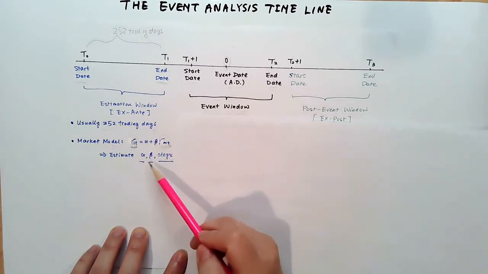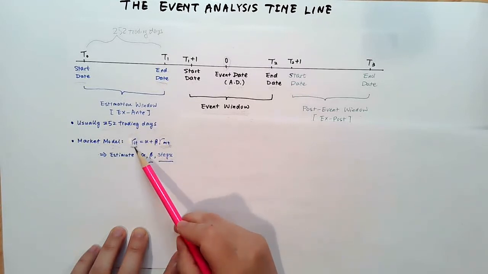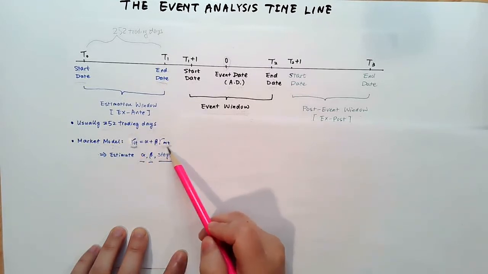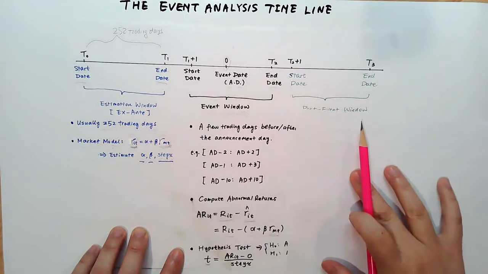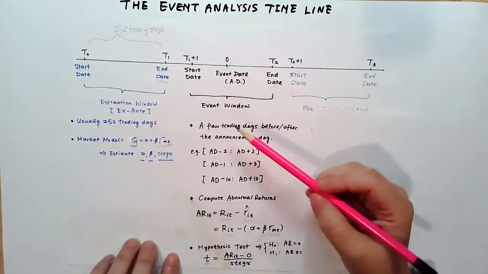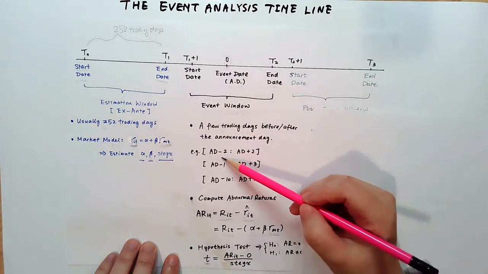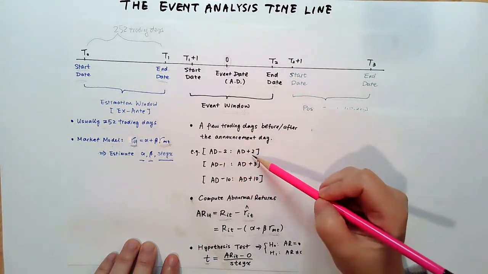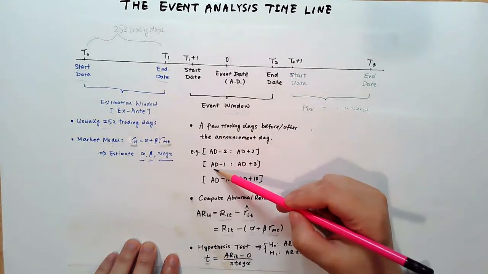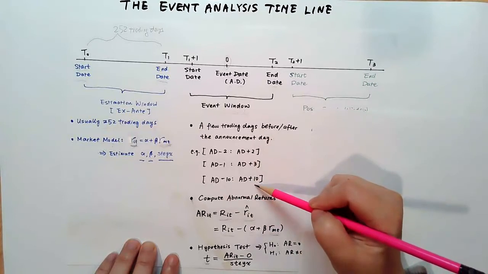Once you have estimated the three main parameters, you can use these three parameters to calculate the predicted return for each company on each trading day using the corresponding market return on the same day. And that's what we're going to do during the actual event window. In the actual event window, say we have already carved out the length of the event window. It could be 2 days prior to the announcement and 2 days after the announcement, or 1 day prior to the announcement and 3 days after, or even as long as 10 days prior to the announcement and 10 days after.